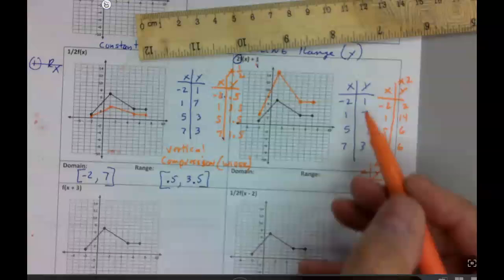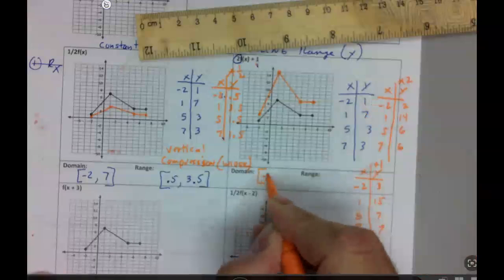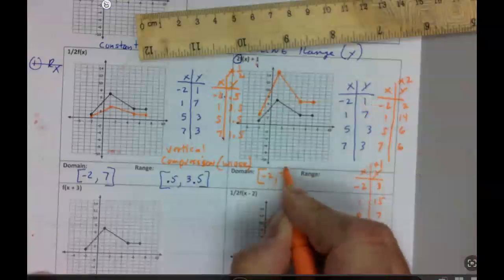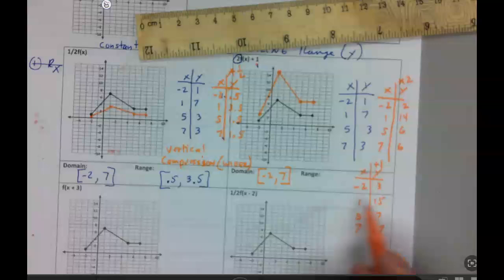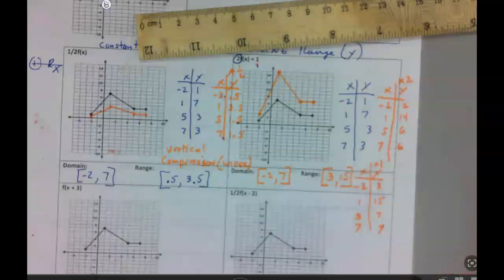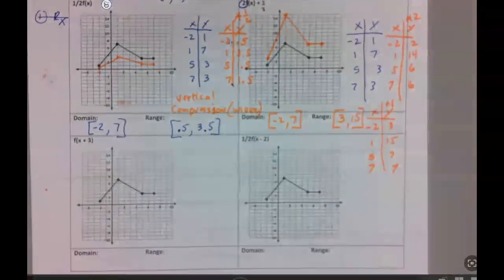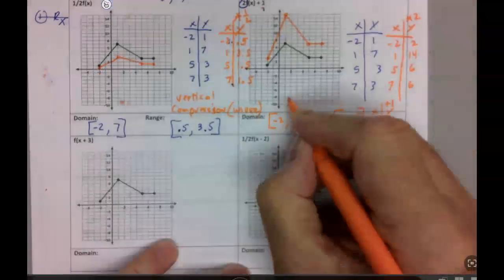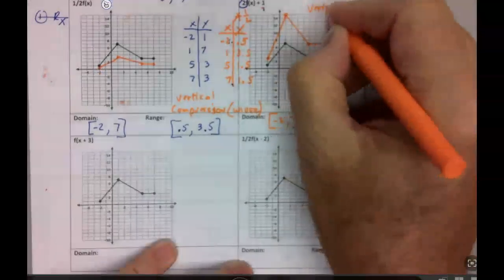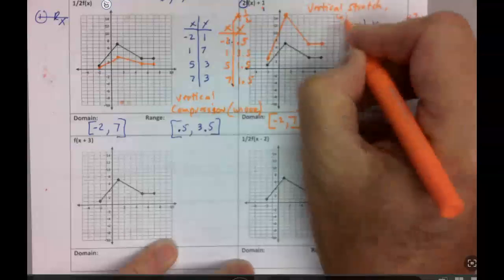Okay, what's the smallest x value in our new chart here? Negative 2. What's our largest? 7, correct? On our range, what's our smallest value? 3. What's our largest value? 15. There it is. Is that making sense now, kids? Do we have to write vertical stretch on this? If you want. So this one here, you would say vertical stretch, and up 1, correct?